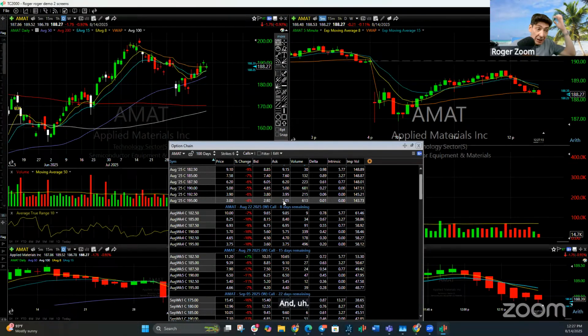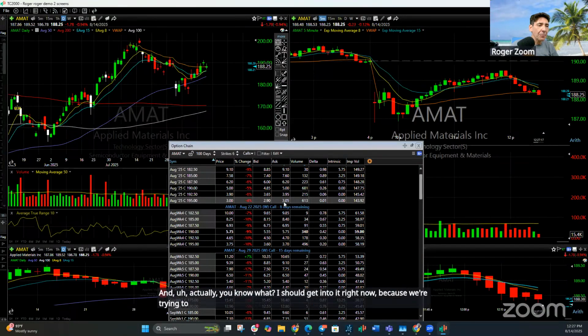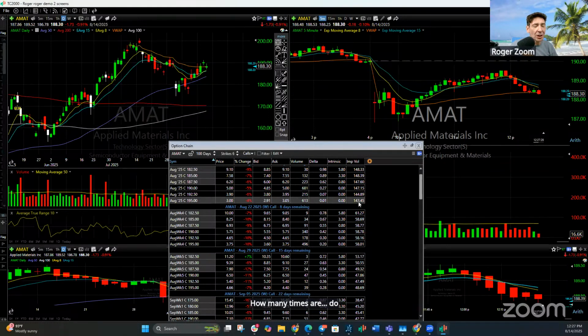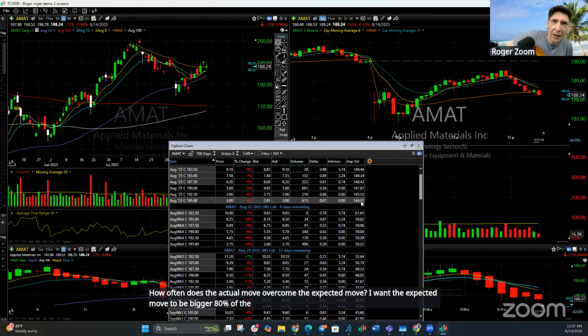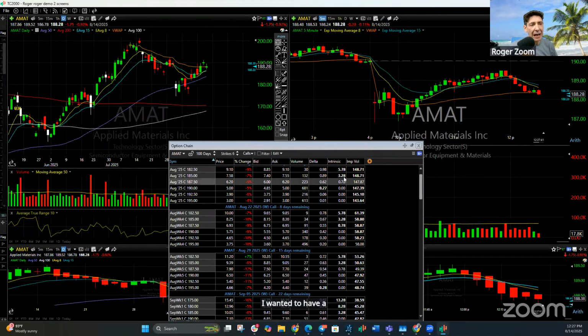And actually, you know what? I should get into it right now because we're trying to put that into Data Miner. The other thing is, how many times since earnings started coming out on this stock have the options priced in the expected move? How often does the actual move overcome the expected move? I want the expected move to be bigger 80% of the time. I want it to have a volatility crush, and I want this to be crushed. I want a double whammy compared to this.